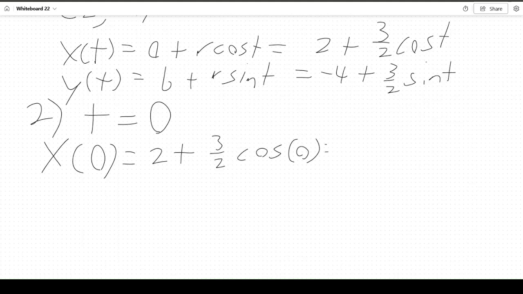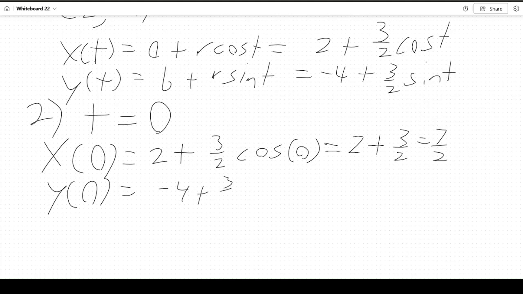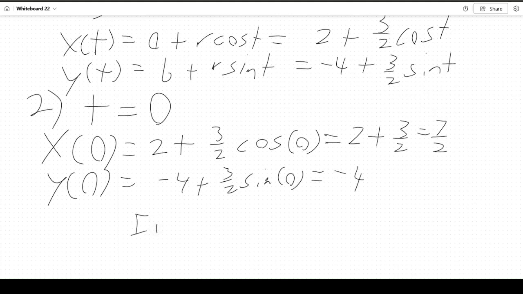Cosine 0 is going to be 1. So this will be just 2 plus 3 over 2, and 2 plus 3 over 2 is equal to 7 over 2. And we've got to do the same thing for the y function. So this is going to be -4 plus 3 over 2 sine 0, and sine 0 is 0. So this is going to be just -4. And the initial point for this is (7 over 2, -4), and that's what we got from the beginning.